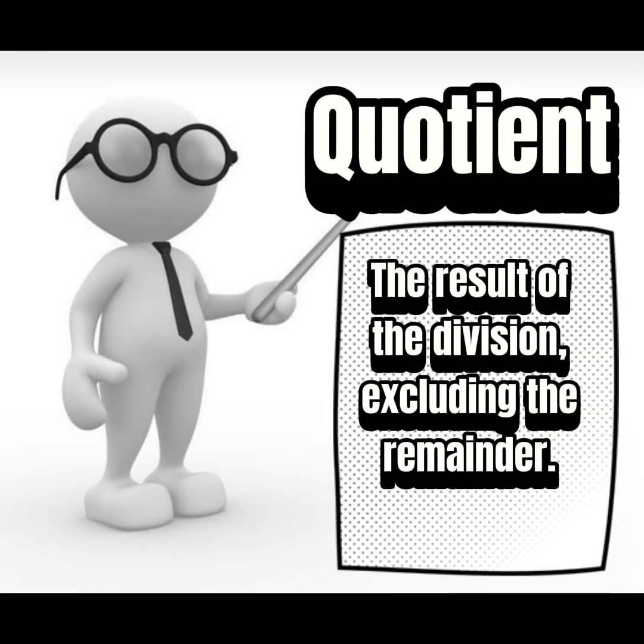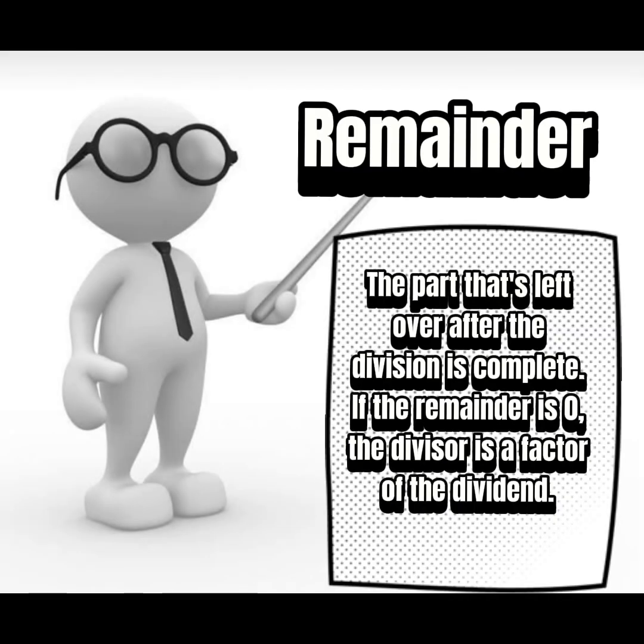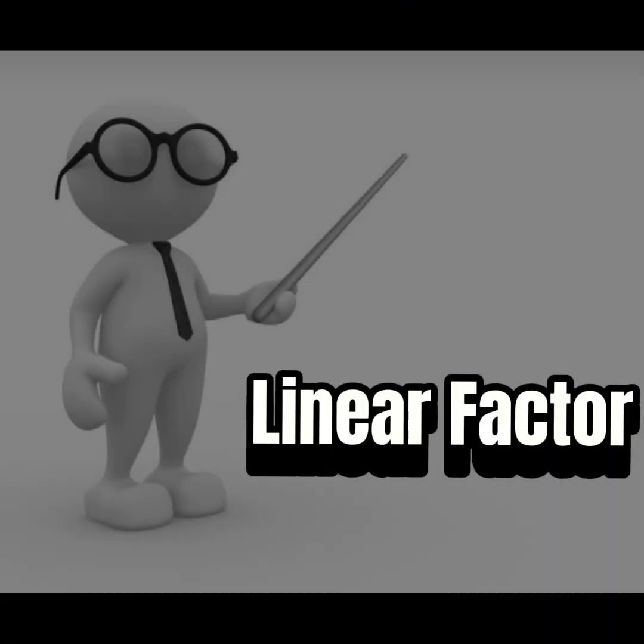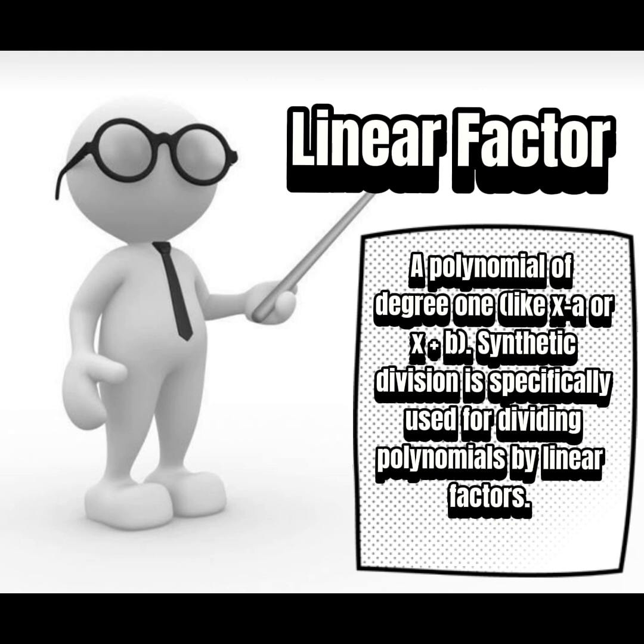Quotient. The result of the division, excluding the remainder. Remainder. The part that's left over after the division is complete. If the remainder is 0, the divisor is a factor of the dividend. Linear factor. A polynomial of degree 1 like x minus a or x plus b. Synthetic division is specifically used for dividing polynomials by linear factors.